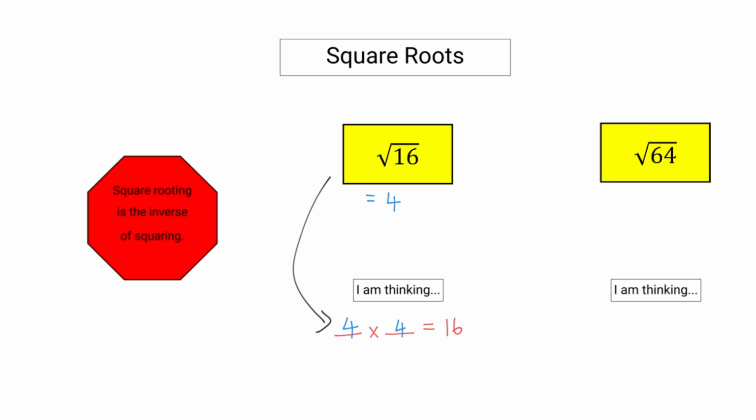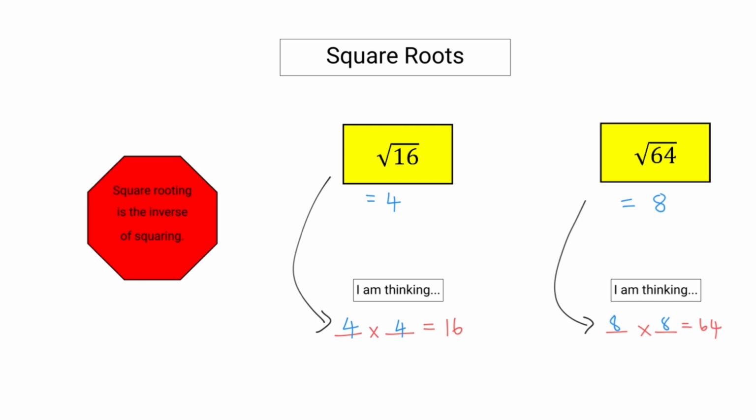For this next one, the square root of 64, you're trying to find out what number multiplied by itself gives you 64. So in your mind, you'll be thinking, what times what equals 64? We know that 8 times 8 is 64. So if we go back up here to put our answer, the square root of 64 is 8.